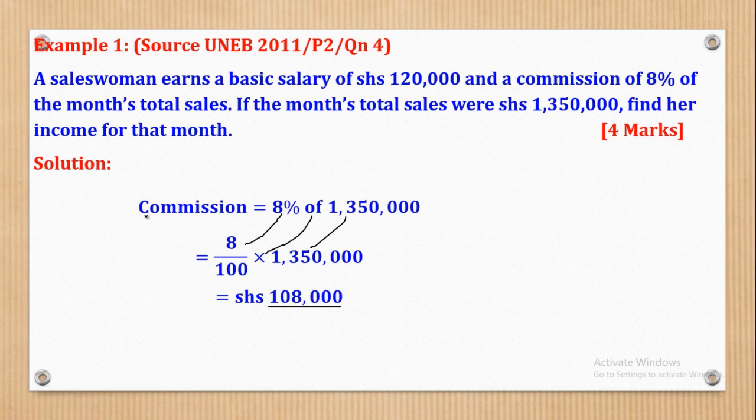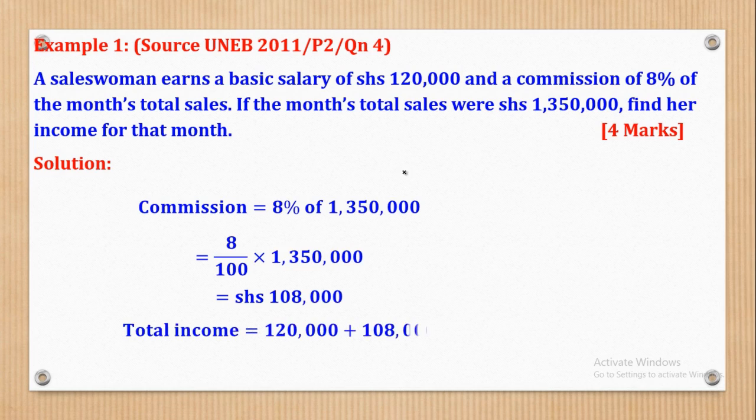So basically that is the commission. And remember, the commission is the amount of money earned from the sales. Now next we shall come and get the total income. First of all, total income: he has a basic salary of 120, which is that. Then they add there the commission, which is the money earned from the sales. So when you add the two, you'll come up with 228,000 shillings as the total income he earned. So basically that's what they wanted in this question.